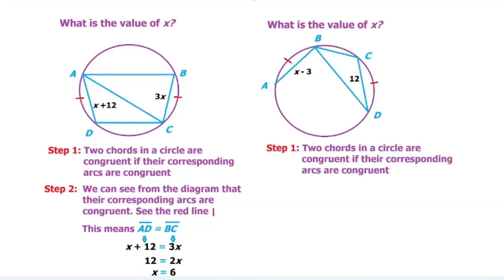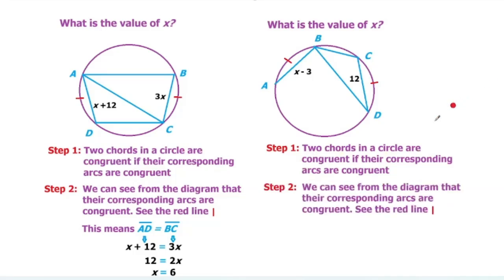So now on this side, we have the same steps. The two chords in a circle are congruent if their corresponding arcs are congruent. So we can see from the diagram that their corresponding arcs are congruent. See the red line, okay? So that means that chord AB equals chord CD.